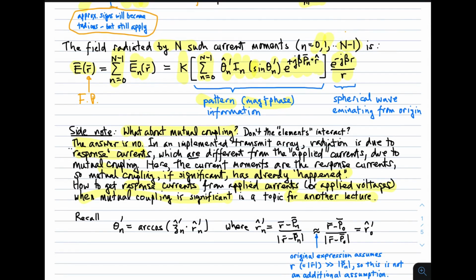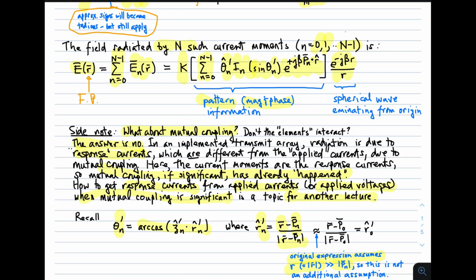To continue, recall that theta prime sub n is given by an expression we've previously worked out, arc cosine z prime hat n dot r prime hat n, where in this case r prime hat n is the position of the field point minus the position of the current moment, and then dividing by the magnitude to get a unit vector. Now just note that our original expression presumes that the distance to the field point from the origin is much, much greater than any distance within the array.